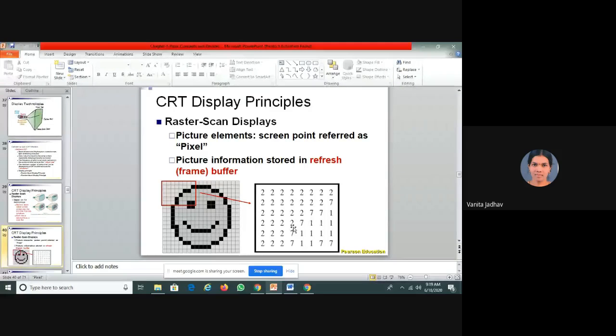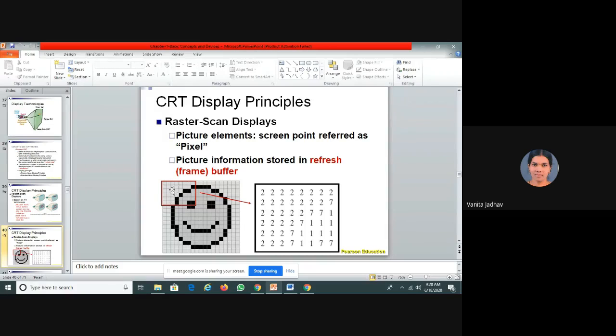So at right hand side, the frame buffer is shown, and inside the frame buffer, what kind of data is there? Decimal data is there. The data is 3 decimals: 2, 7 and 1. So 2 is nothing but the color of the outside pixels. So these are nothing but the outside pixels.